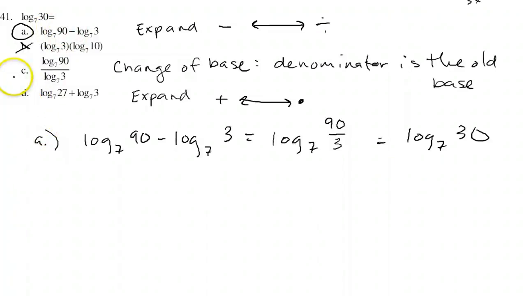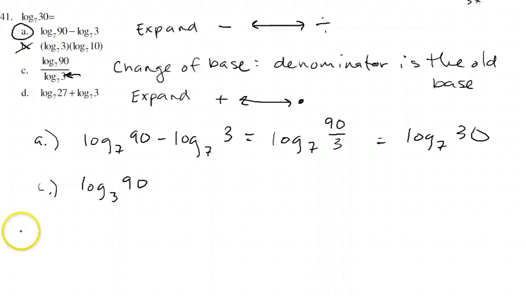But let's just check the other ones and see why they're wrong. We said B was wrong because it's not even a property. C comes from change of base. So if I wanted to change it back, well, what was my old base? It was a base of 3. So if I wanted to change it back to base 3, that would be just log base 3 of 90, which is not what we have. That's not even close to what we have.